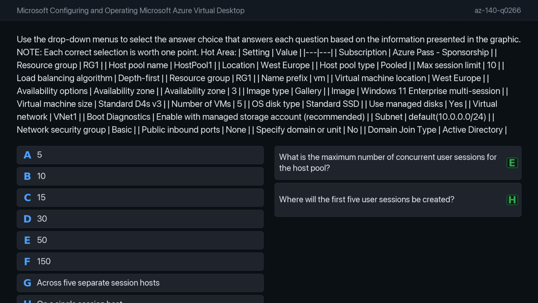When tackling Azure Virtual Desktop scenarios on the exam, always pay close attention to the load balancing algorithm. Remember that depth first packs sessions densely onto individual hosts, whereas breadth first distributes them evenly across all available session hosts.